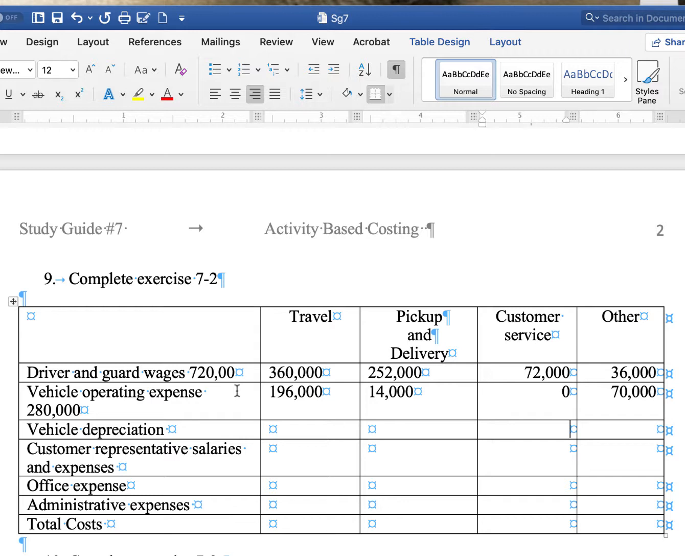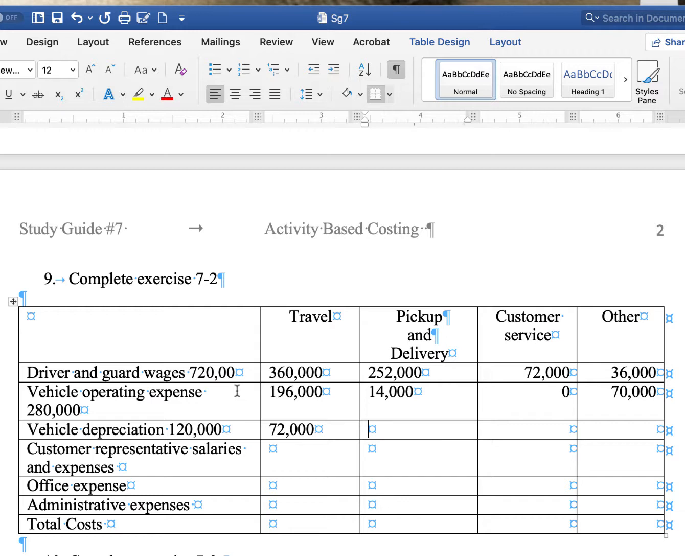Okay, keep doing the same thing. Vehicle depreciation, right? That's an overhead cost. We see that vehicle depreciation is $120,000. That's the total cost that we need to allocate to our activity cost pools. Well, travel consumes 60% of vehicle depreciation. So 60% times $120,000 is $72,000. So we allocate $72,000 of vehicle depreciation to the activity cost pool of travel.